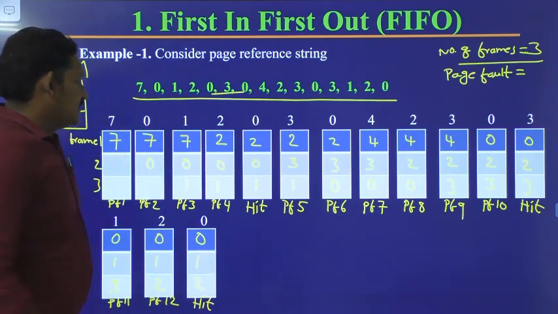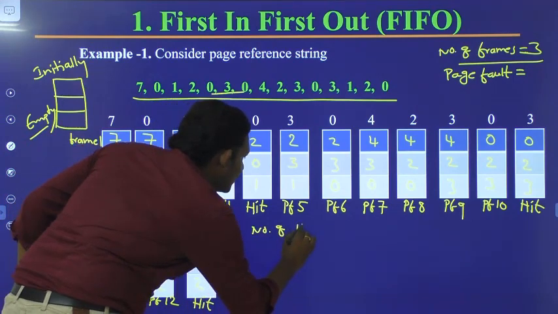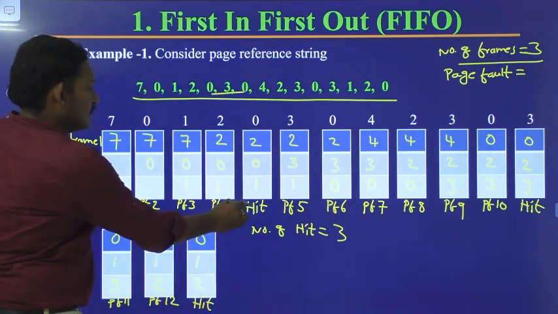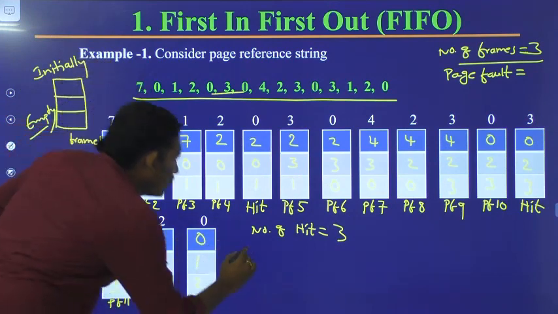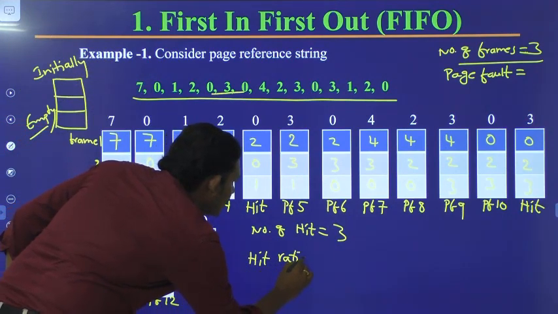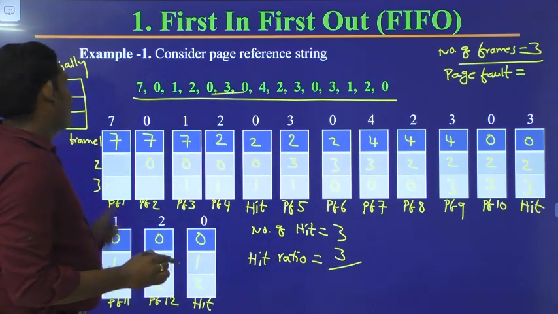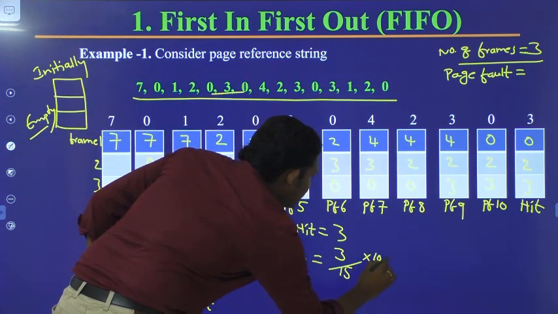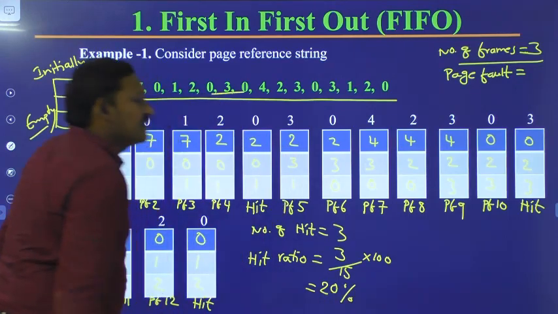So the total number of hits is 3: hit 1, hit 2, hit 3. The hit ratio is the total number of hits, 3, divided by the total number of reference strings, 15, into 100. So we get 20%. 20% is the hit ratio.